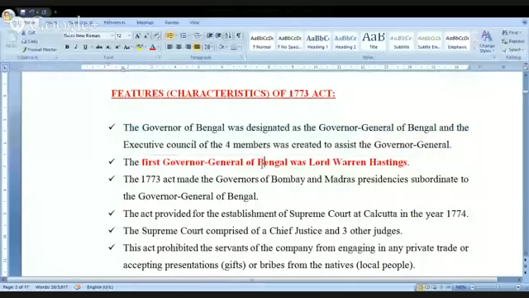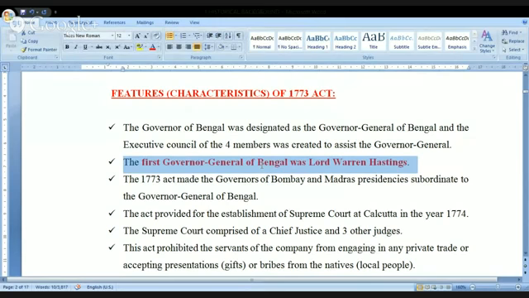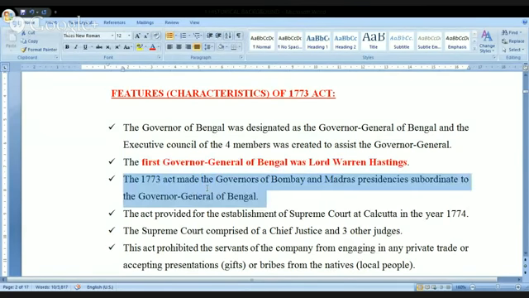And what are the acts which changed this designation from one to the other? We'll try to see, and we'll begin with the 1773 Regulating Act. Let's try to understand. Look at this, the first point. The first Governor General of Bengal was Lord Warren Hastings. Kindly remember this name, a very frequently asked name in the examinations. Next point. The 1773 Act made the governors of Bombay and Madras presidencies subordinate to the Governor General of Bengal. Hope you are getting it.